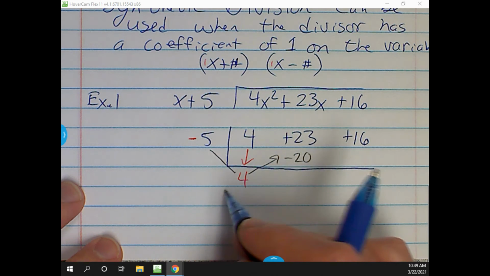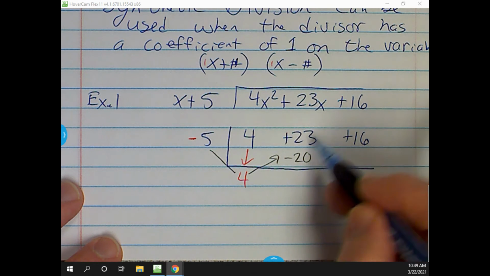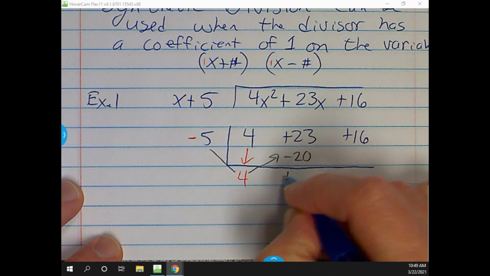Okay, so we got negative 5 times 4 is negative 20. And then here, step 7 says you add or subtract whatever the signs tell you to do. So it's 23 minus 20. Well, that's positive 3.